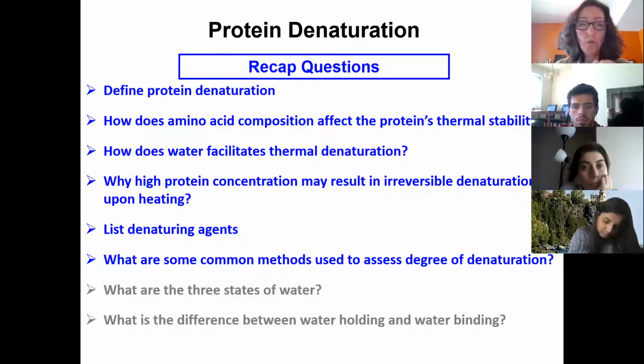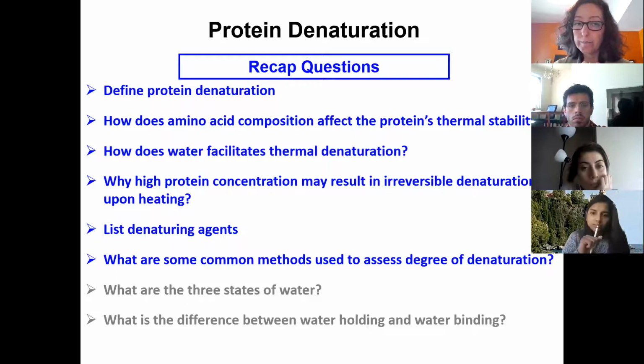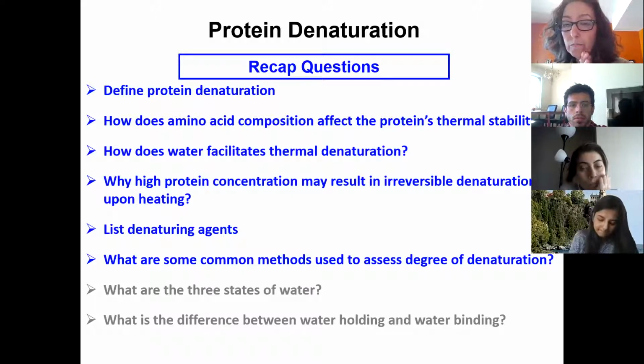Okay, so why may high protein concentration result in irreversible denaturation upon heating? So if we're saying 1% protein versus 5% protein. Because of protein-protein interactions or covalent bonds, disulfide bonds being formed?